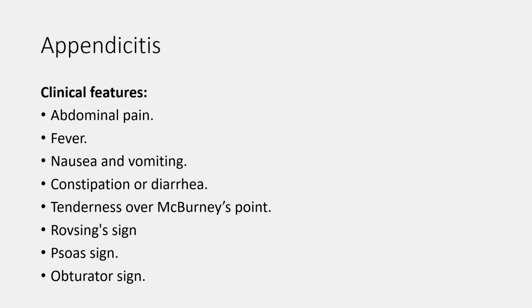McBurney's point lies 2/3 of the way along a line drawn from the umbilicus to the anterior superior iliac spine. Rovsing's sign means that palpation of the left lower quadrant increases the pain felt in the right lower quadrant. Psoas sign means that passive extension of the right thigh with the person in the left lateral position elicits pain in the right lower quadrant. Obturator sign means that passive internal rotation of the flexed right thigh elicits pain in the right lower quadrant.